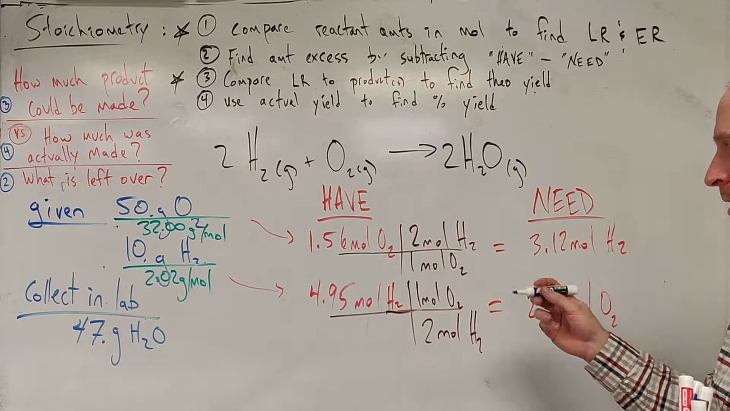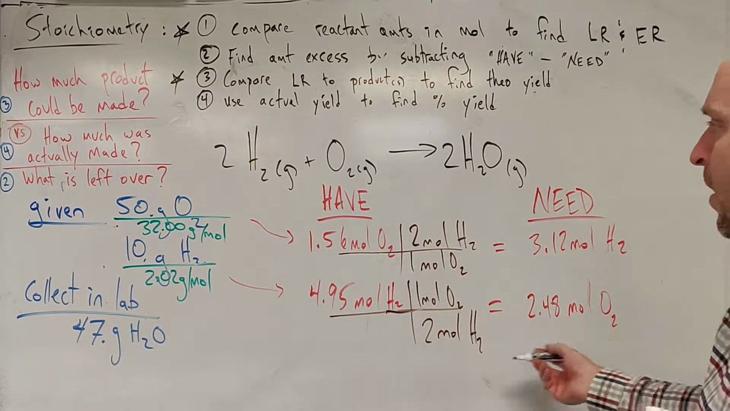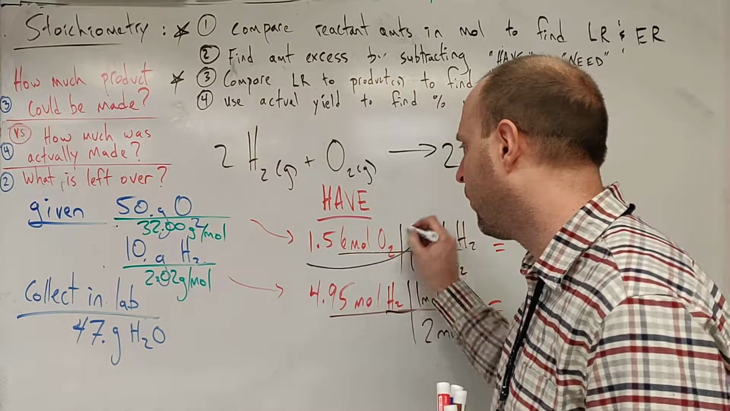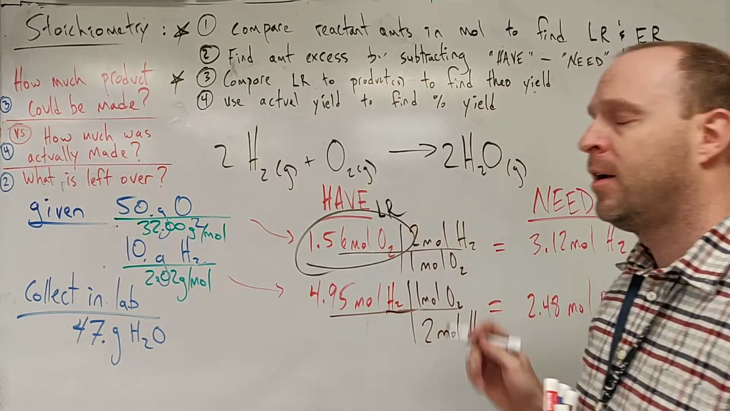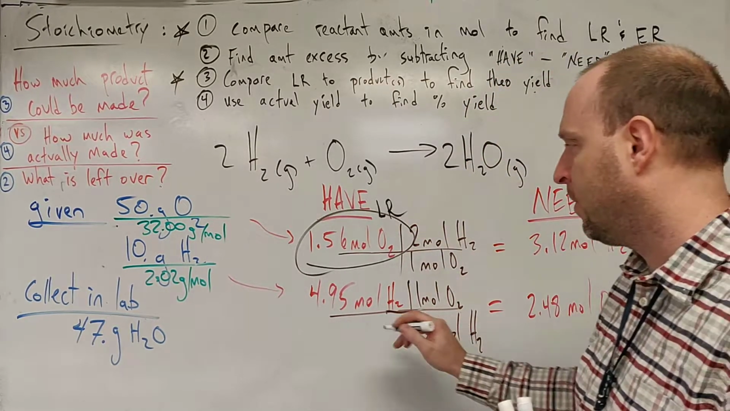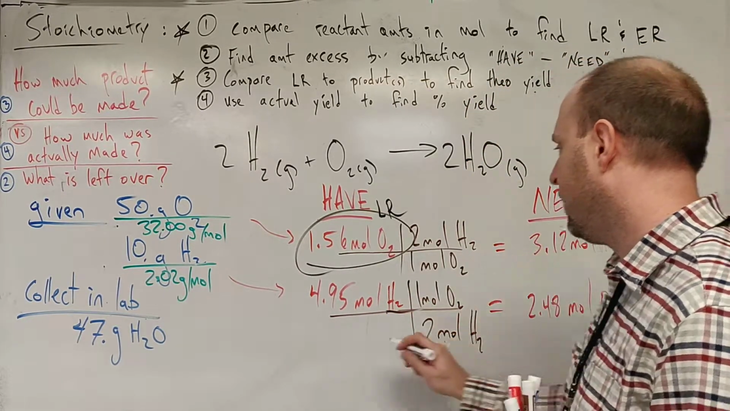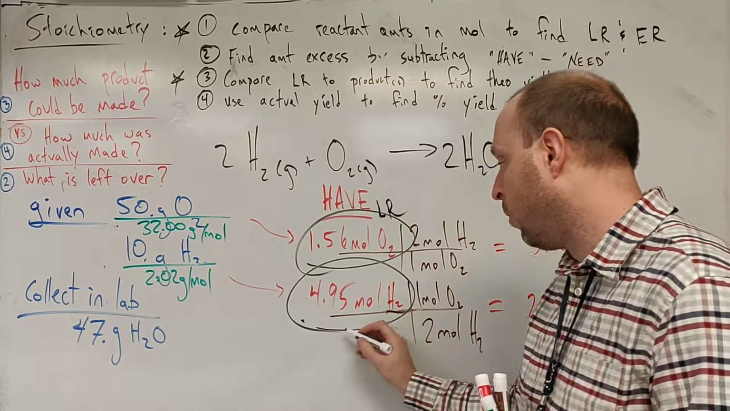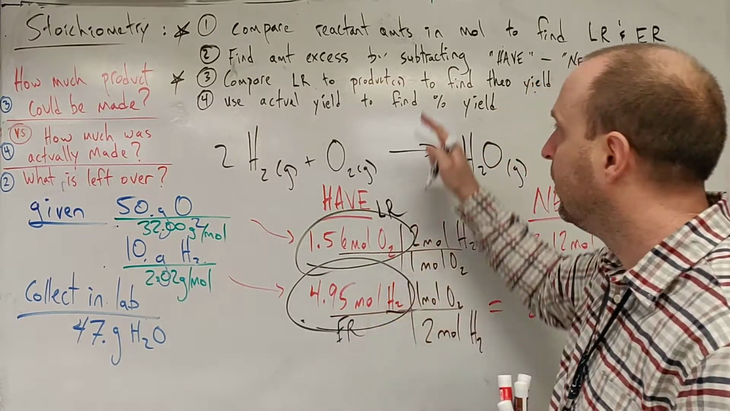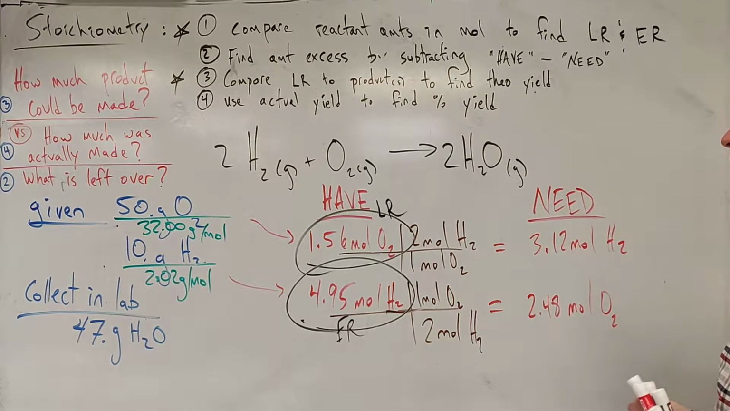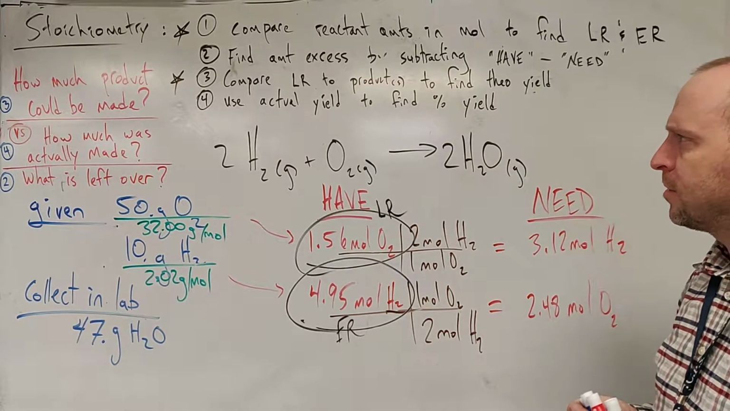We're going to label it in an almost trivial way. All right, so have 1.5, need 2.4. I don't have enough. That is my limiting reactant that determines how much product we can make. Have 4.95, need 3.12. I have more than I need. That is our excess reactant. So we did that first step, compare reactant amounts to find the limiting and excess.